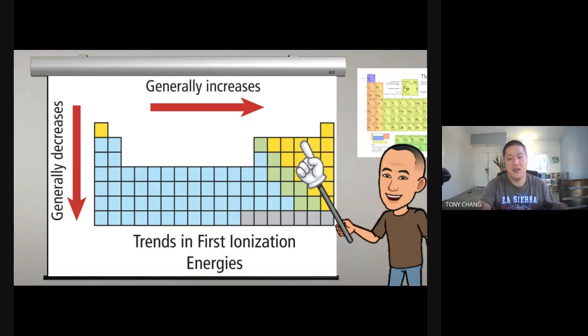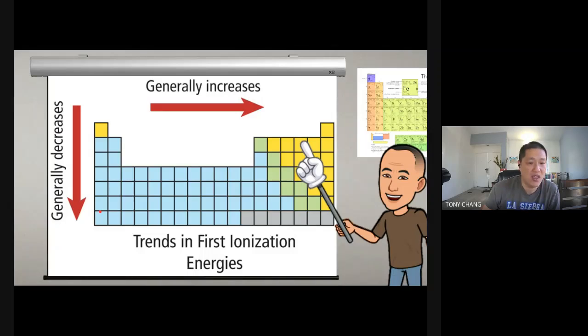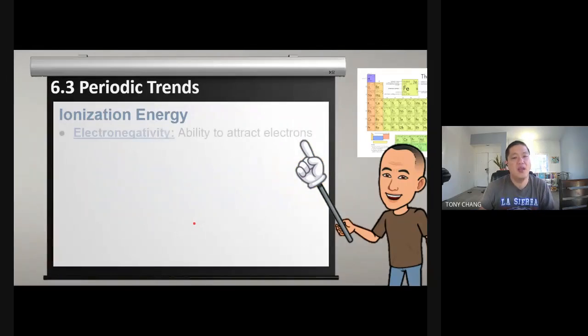Now, let's say this same little brother, you move down the periodic table. Now you have all these toys, and they're scattered all over the room. Well, then it's going to be easier to take a toy away from him. Why? Because he has so many. So as you move down this periodic table, you have a lot more electrons, and so taking an electron away is going to be super easy. Okay? All right, let's talk about electronegativity.